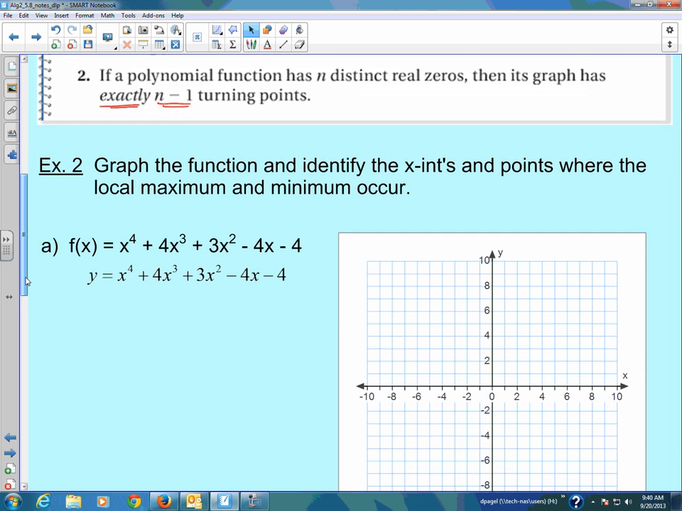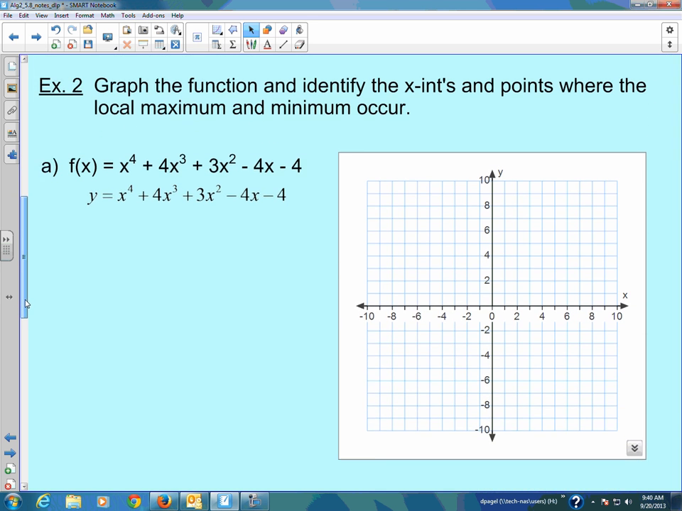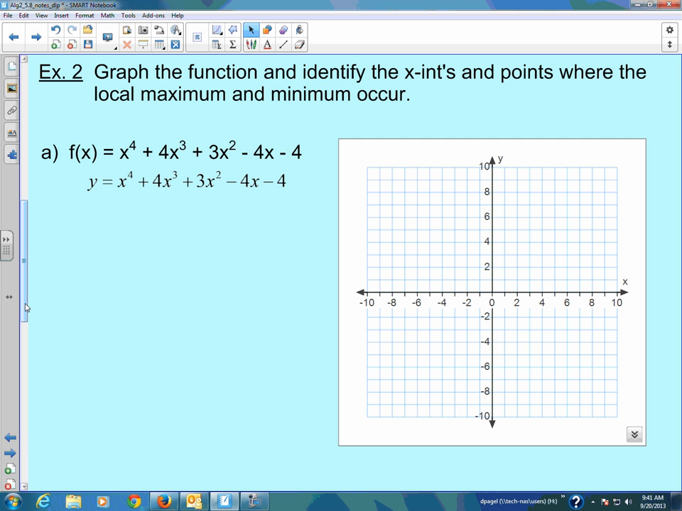So let's turn those scenarios here into looking at equations. For example 2, graph the function and identify the x-intercepts and the points where the local max and minimum occur. Okay, so again, we're going to look at where the max and mins are occurring. We're not going to necessarily find the exact value of where that happens.